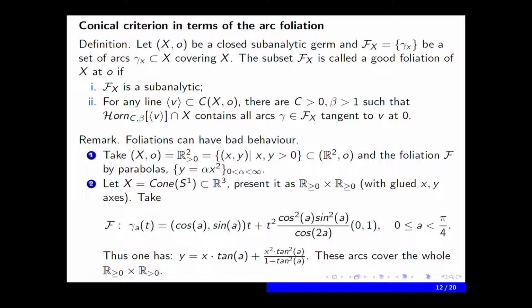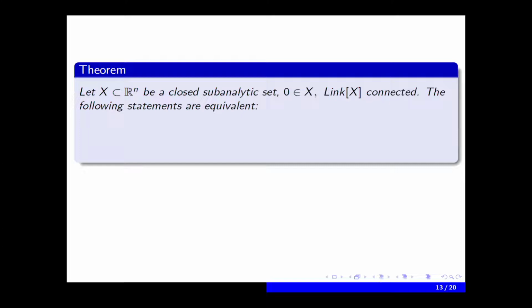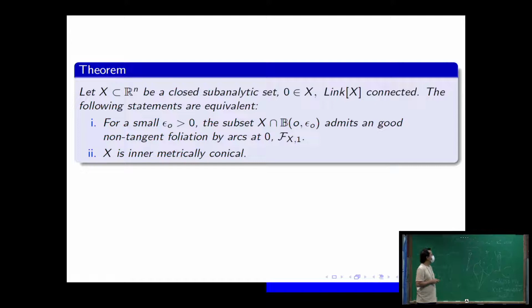Okay. So you prove the following. If you take a subanalytic set with connected link, and you have a good non-tangent foliation, then the germ is inner metrically conical. This is if and only if. Observe that the direction two implies one is immediate, because you just take the image by this bi-Lipschitz homeomorphism. But the other direction needs more work.